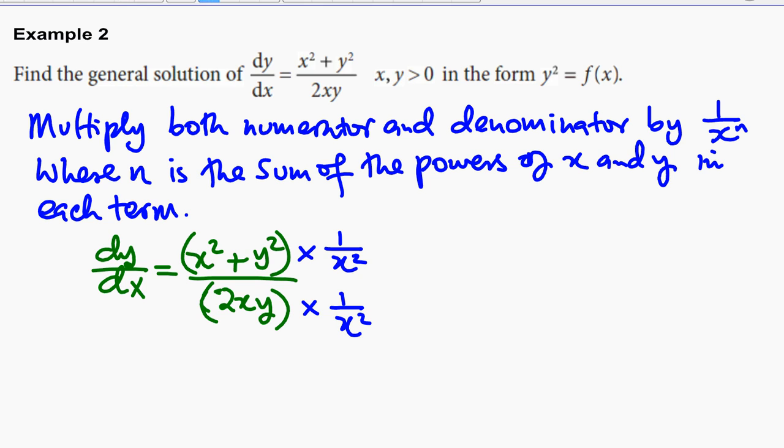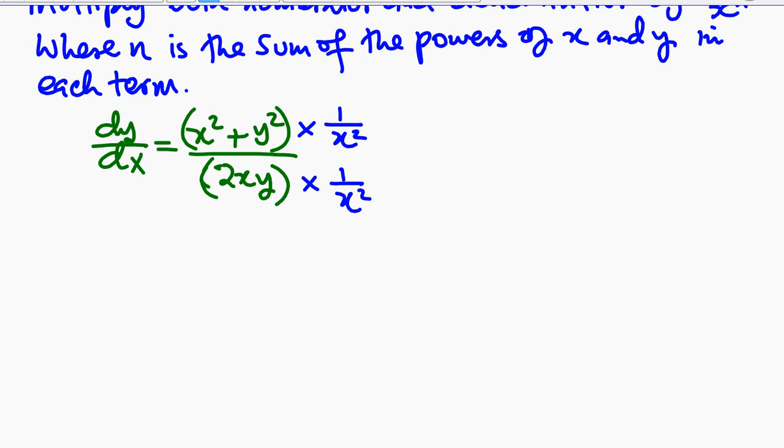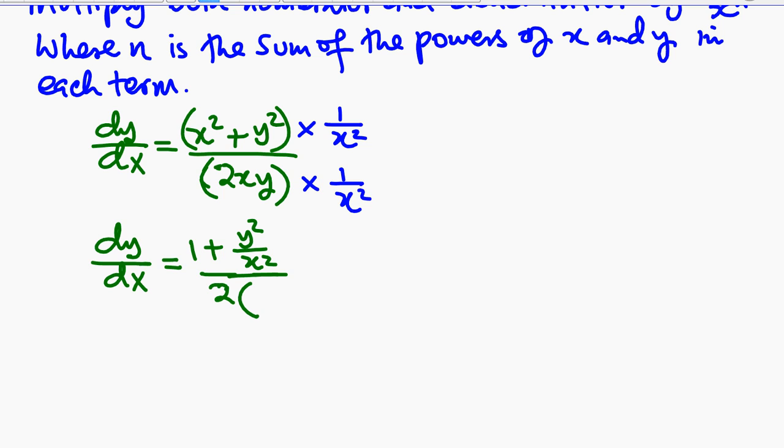Okay, and then I need to simplify that. So I'll end up with dy over dx equal to 1 plus y squared over x squared, over 2y over x. That will be 2y over x, which can be written as 2 into bracket y over x.